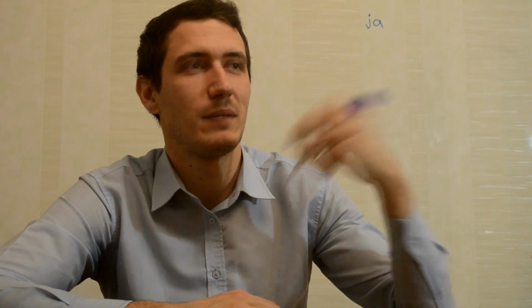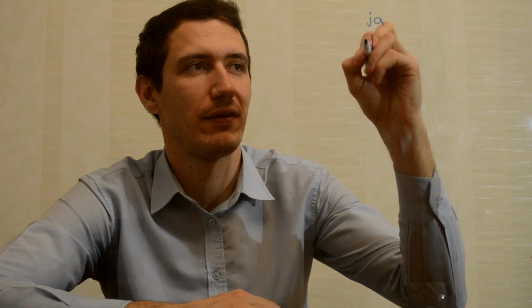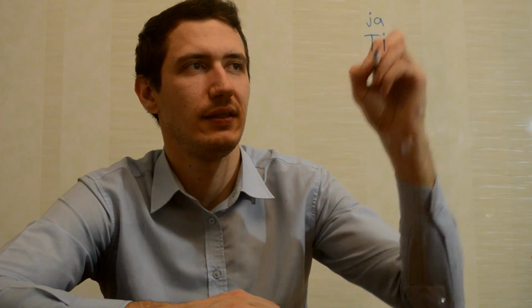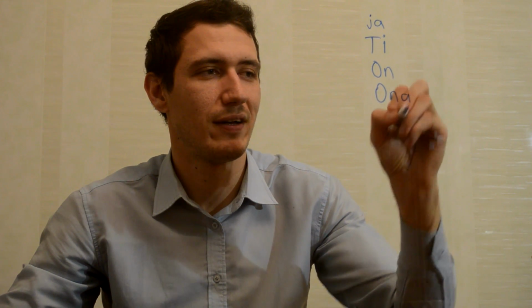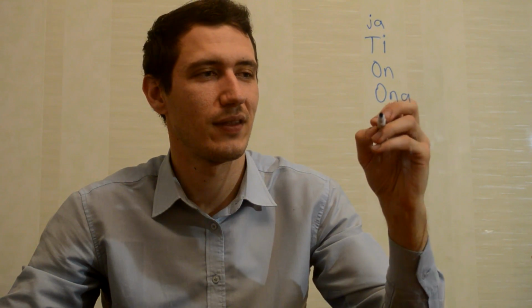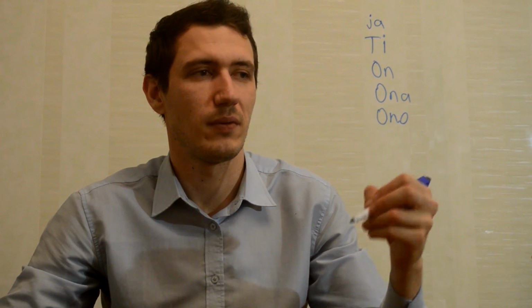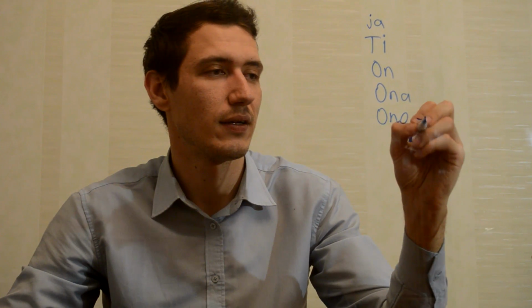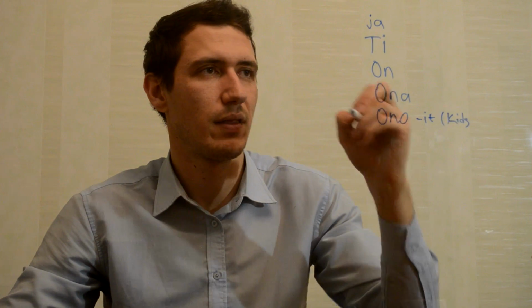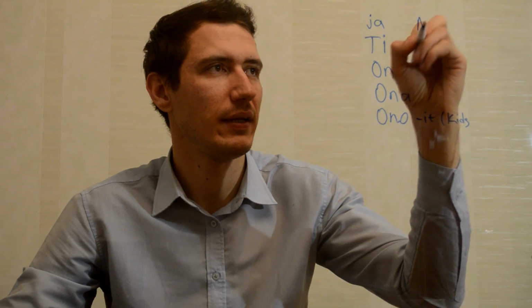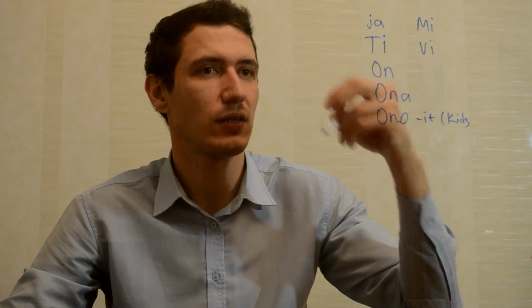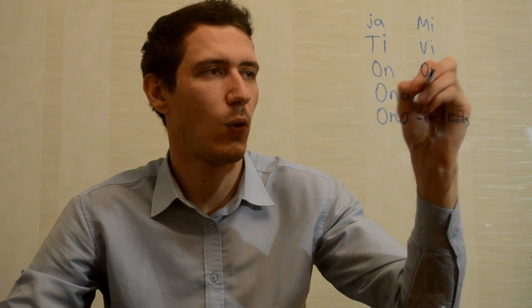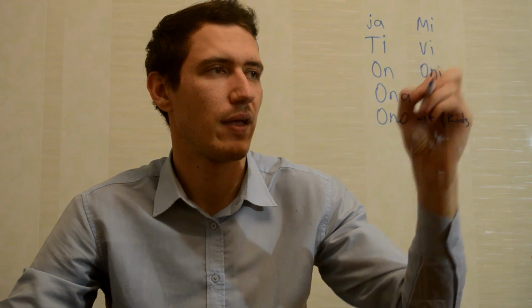Ja means I. Then we have ti, which means you. On is he. Ona is she. Ono, it, used for kids. Then we go to the plurals. Mi, we. Vi, when we say you as a group. Oni, they as a group.